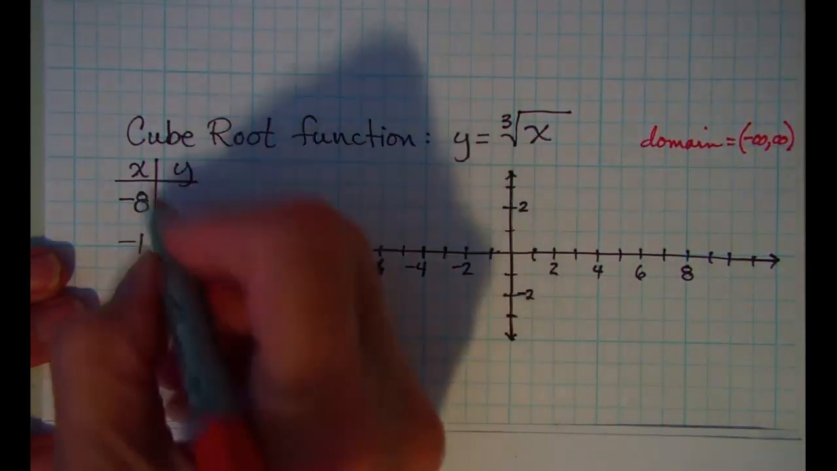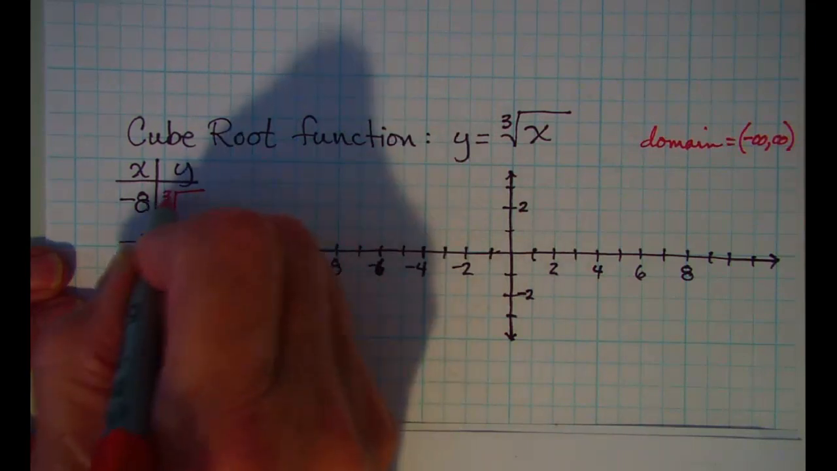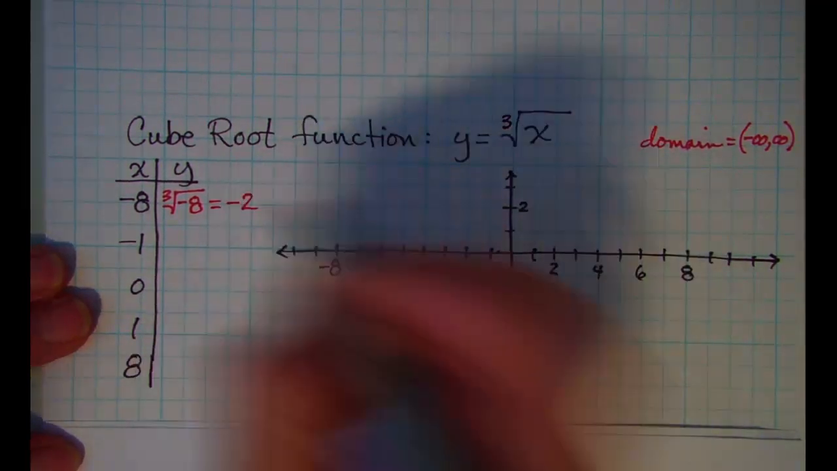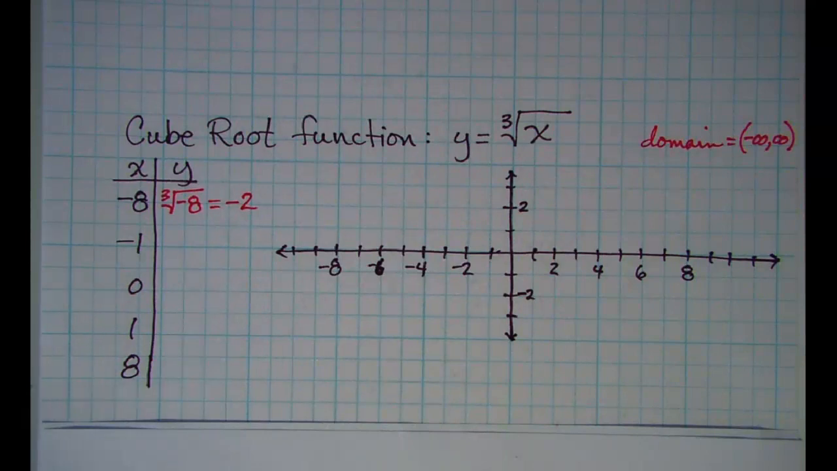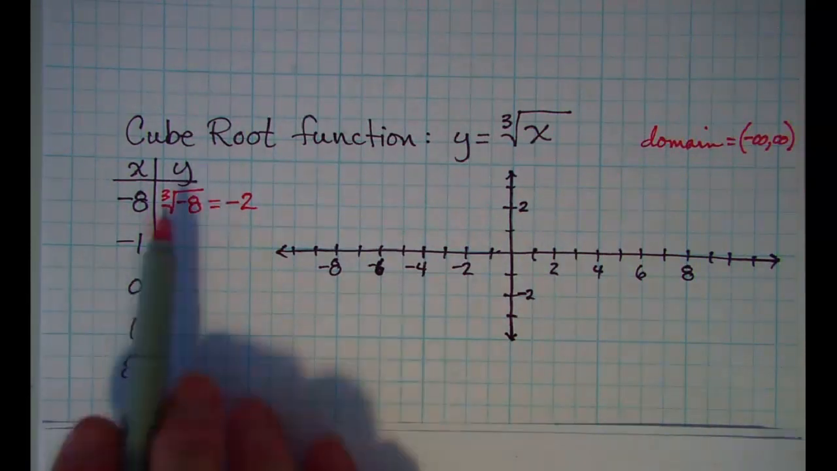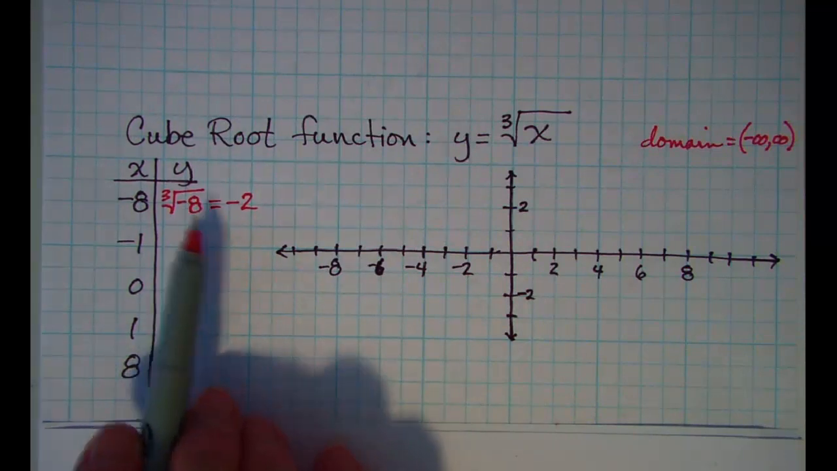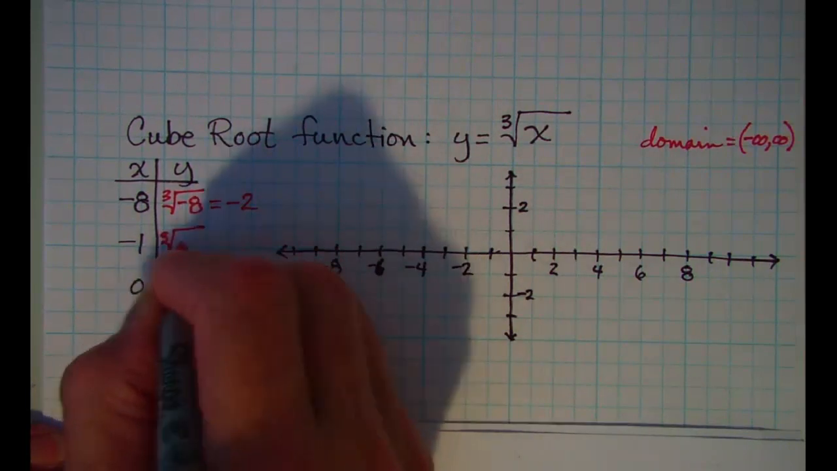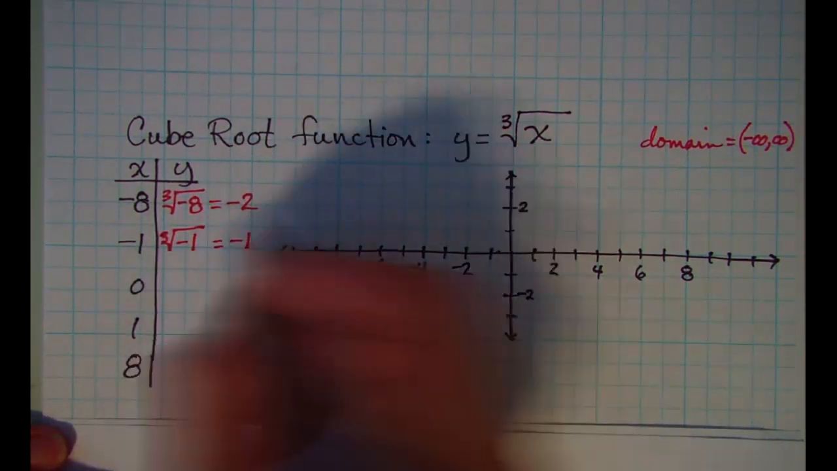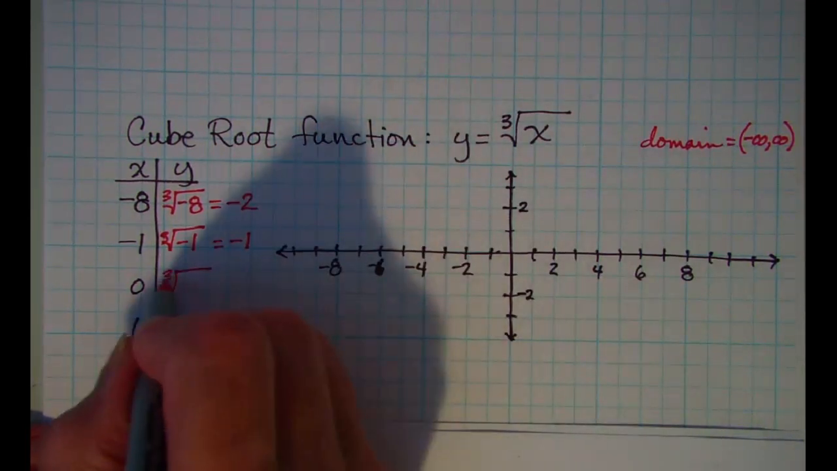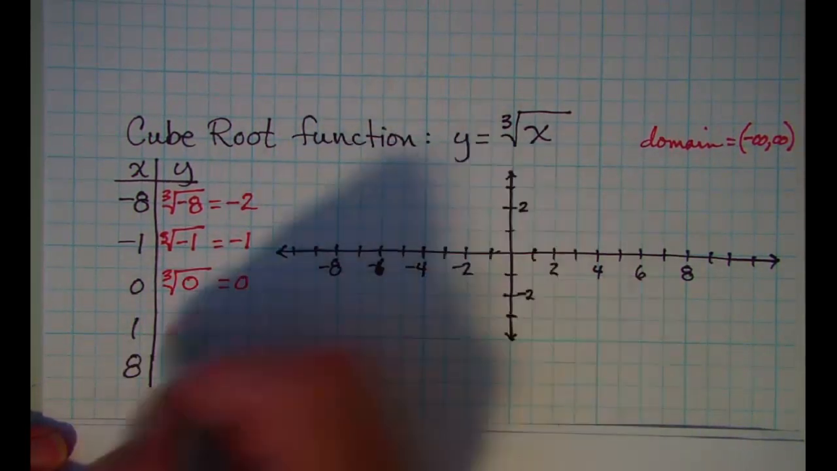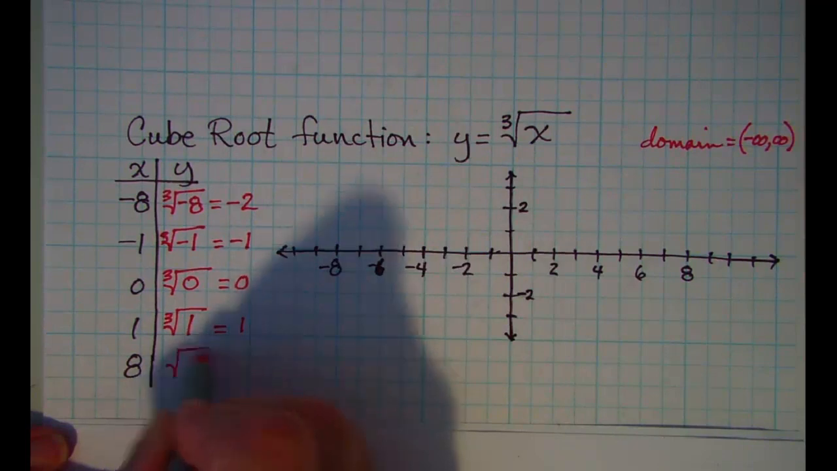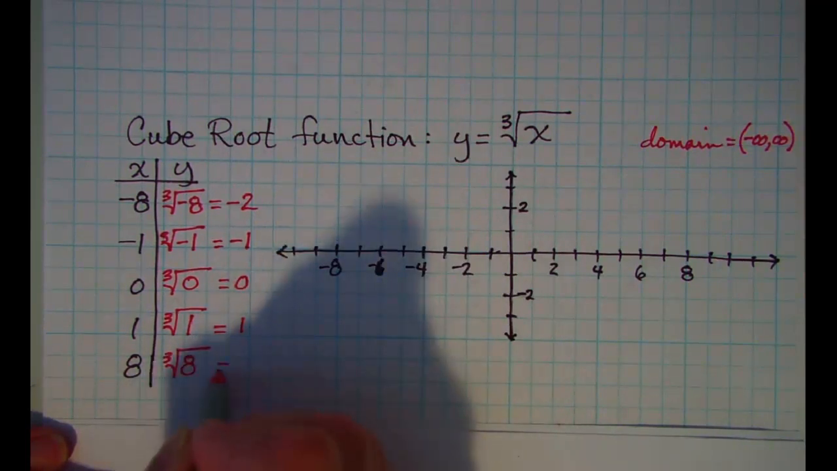The cube root of negative 8 is negative 2. Remember, when you cube root, you ask yourself what number multiplied by itself 3 times will give me this number inside the radical. So negative 2. The cube root of -1 is -1. The cube root of 0 is 0. The cube root of 1 is 1. And the cube root of 8 is 2.